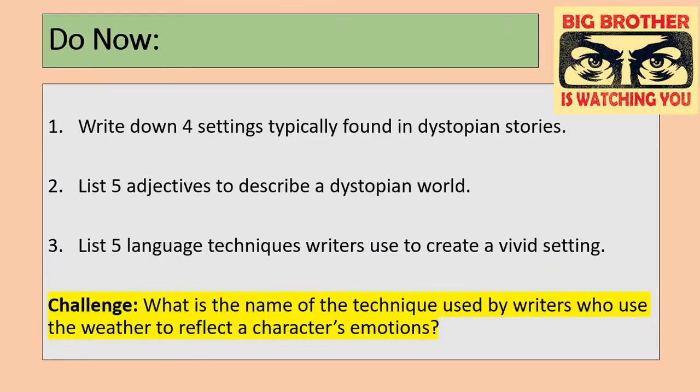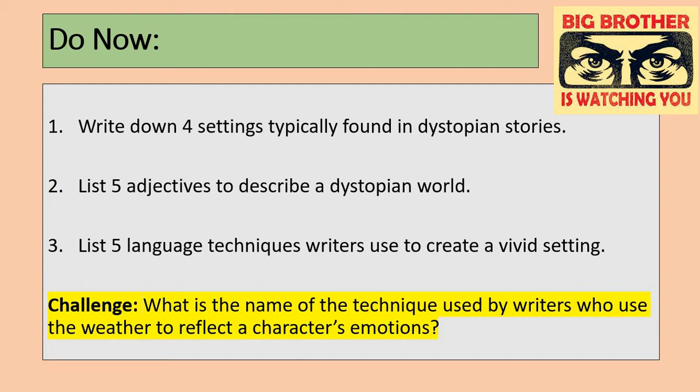What I'd like you to do to begin with for the first 5 minutes is answer these 3 questions, and if you fancy, have a go at the challenge. So your first question is a recap: write down 4 settings typically found in dystopian stories. We've mentioned various different settings in the previous lessons, so just make a note of those, look back at your notes, have a little brainstorm.